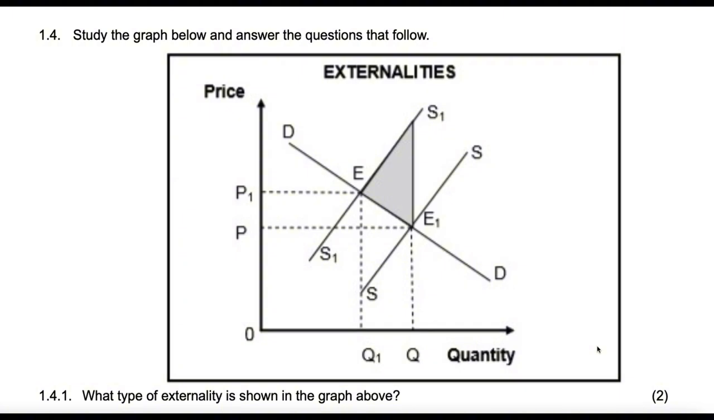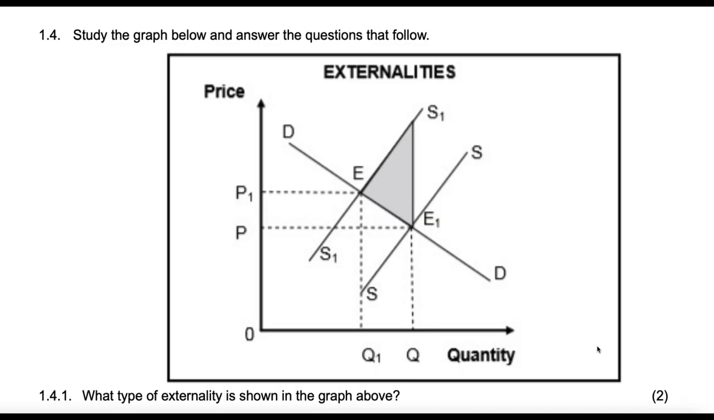So we have a scenario here. Study the graph below and answer the questions that follow. As we study this graph, it says externalities, and it doesn't tell us whether this is positive or negative. And we know that externalities are costs or benefits to a third party, maybe, which are not included in the market price. Yeah, that would make sense. So when we have costs spilling over to third parties, we also call them neighborhood effects.